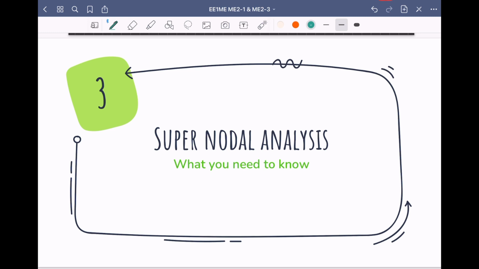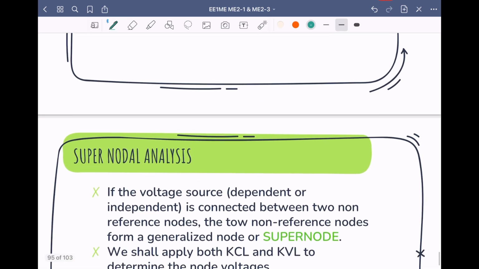Okay, so for supernodal analysis, what do we need to know about supernodes? When do we apply supernodal analysis, and how do we apply the previous steps we learned from nodal analysis to networks with supernodes? Okay, those are the things that we'll be able to learn in this video. So let's move to the next slide.